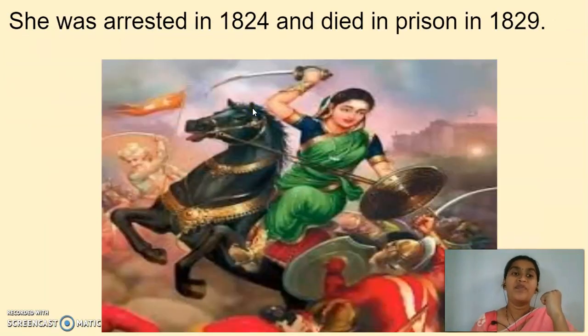Okay, see here. She was arrested in the year 1824 and died in prison in the year 1829. So finally, she got arrested by the British people in 1824. Okay, and she was in prison. So she died in prison only, in the year 1829. So you can see many historical movies about this lady, Kittur Rani Channamma also. Okay. If you are interested, you can just search and watch some movies also, how effective and how efficient a lady she was. Okay.